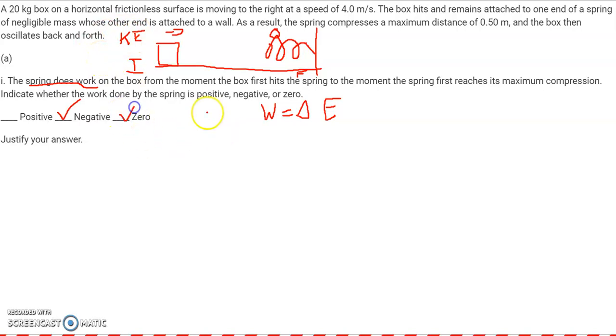I would have also accepted 0 because it really depends what you define as the system, and they didn't tell you what the system was. Okay, so if I'm just looking at the box as a system, then there is negative work done on the system. But if I include the box and the spring in the system, then there is no work being done because the spring is part of the system, so the spring cannot be doing work.